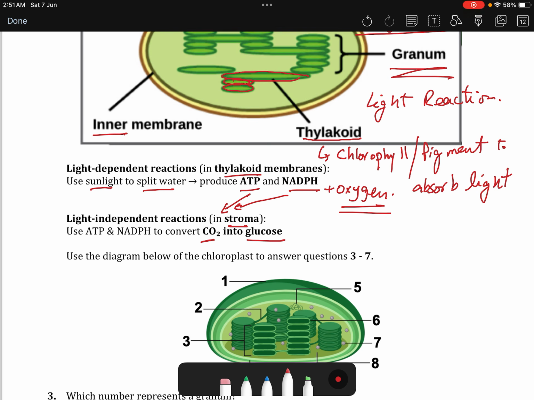So as per the equation, water is used in the light dependent reaction and oxygen is produced, while CO2 is used in the light independent reaction and glucose is produced over here.